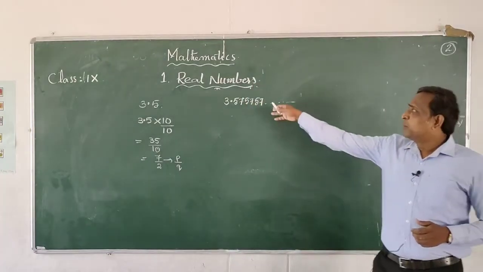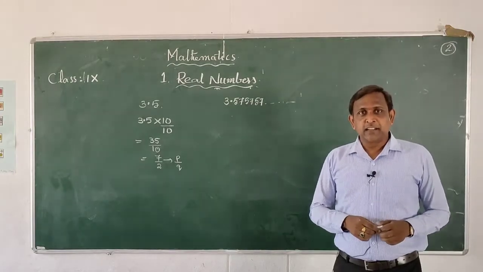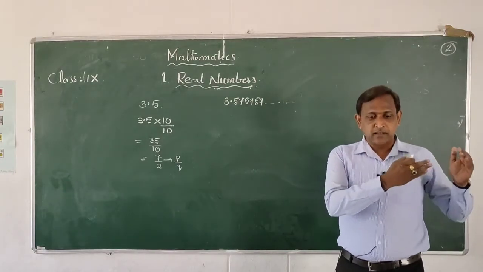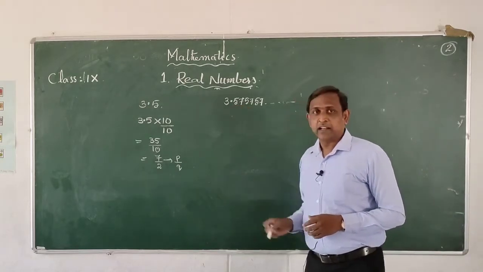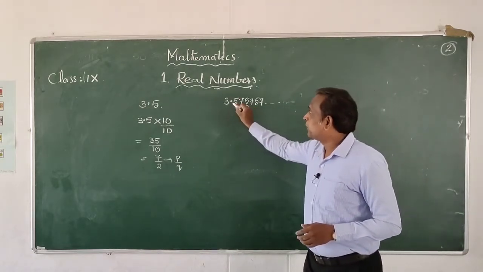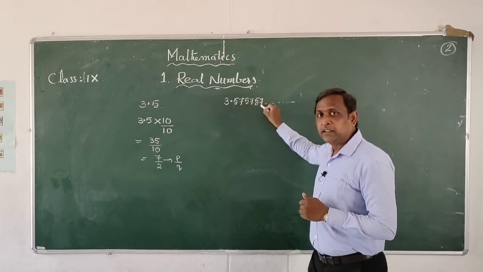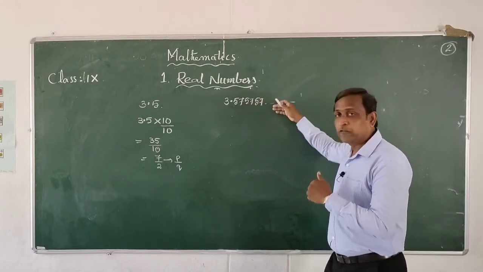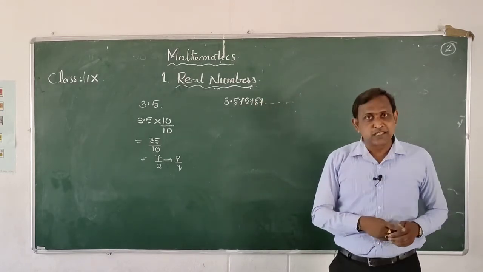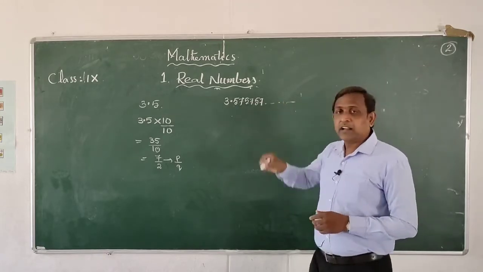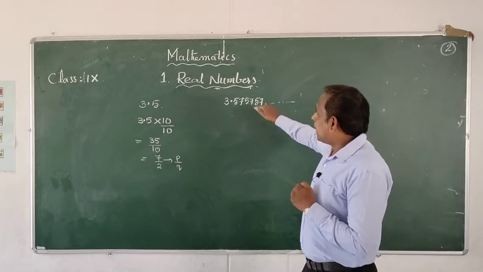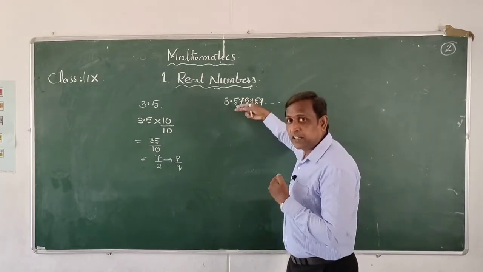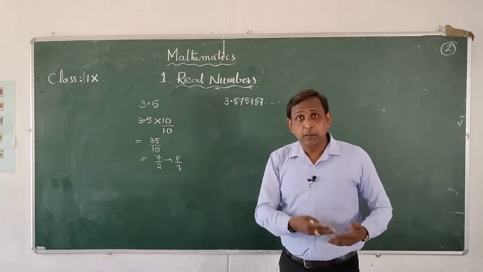Children, tell me what type of decimal it is. I told you decimals are terminating and non-terminating repeating. So in that particular case, we can say 3.575757. Here, in all the decimals, that 57 is repeating continuously, so it is called a non-terminating repeating decimal. So how can we convert this non-terminating repeating decimal into the p by q form?